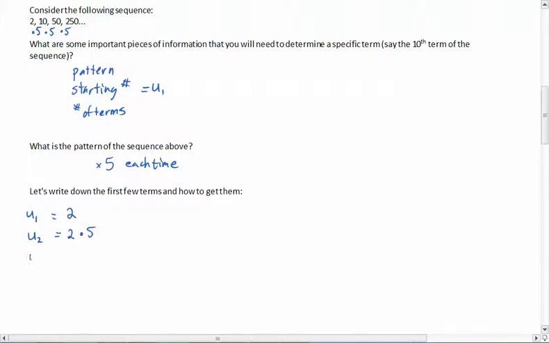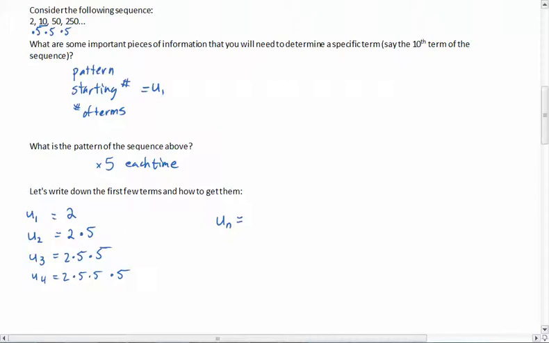The third term, now, I recognized that it was 10 times 5, but where did that 10 come from? Well, the 10 came from 2 times 5. So it's 2 times 5, which gives me the 10, times 5 again. And then U4, of course, is U3, which is all of that. So 2 times 5, which is 10, times 5, which is 50, and then times 5 one last time. So if we look at this, we recognize that there is a pattern, and so we're going to try to create an equation for the general term, Un.